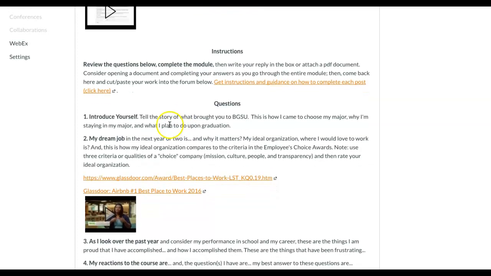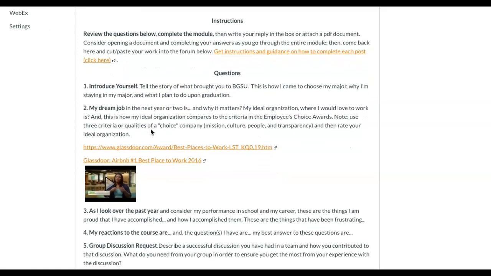You're going to tell your story, what brought you to Bowling Green, your major, and what you plan to do after graduation, your dream job, what's your ideal organization. Now here's some information from Glassdoor to help you compare your ideal organization using criteria from Employee Choice Awards. So you can describe what it is that makes this an ideal organization.